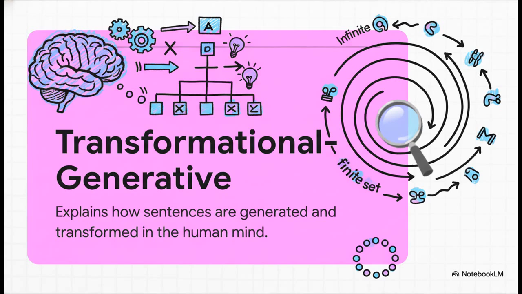Okay, now we're going to get a little more theoretical. This is transformational generative grammar. And this one isn't really about rules written down in a book. It's a theory about what's happening inside the human mind.